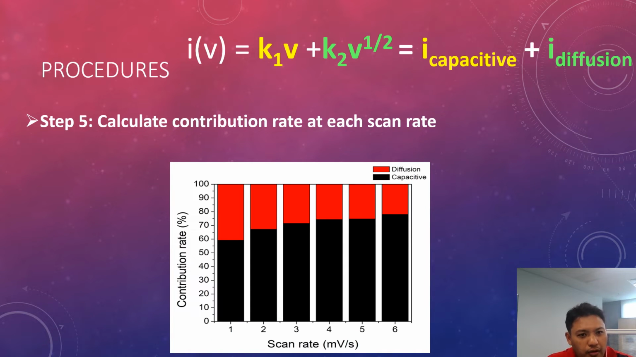Okay, this is step 5, to calculate the contribution rate. You want to calculate the percentage. Just include the values of K1 and K2. For example, when the scan rate is 1, you get the value of K, for example just now 0.9, times 1, times 100, so you get around 90%. When you substitute, you can get the capacitive value and the diffusion value. To get the contribution rate, it is capacitive divided by capacitive plus diffusion. The same goes for the diffusion rate: diffusion divided by capacitive plus diffusion. This is simple mathematics. Then you can plot the contribution rate versus the scan rate.